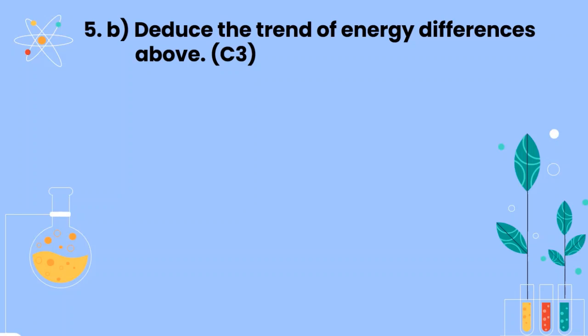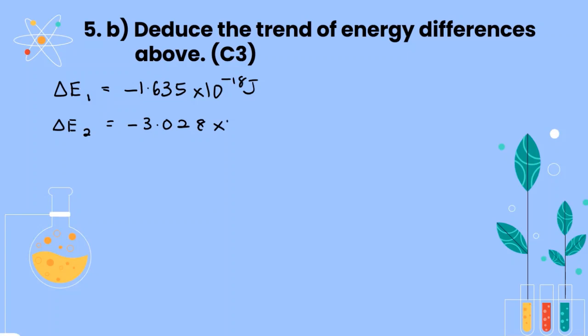And then the last question asks you to deduce the trend of the energy differences above. From the energy differences that we have calculated, when you calculate the energy difference between n1 and n2, let's put it as delta E1, you get negative 1.635 times 10 to the power of negative 18 joule, whereas the second energy difference is negative 3.028 times 10 to the power of negative 19 joule. And then the last one is negative 1.06 times 10 to the power of negative 19 joule.